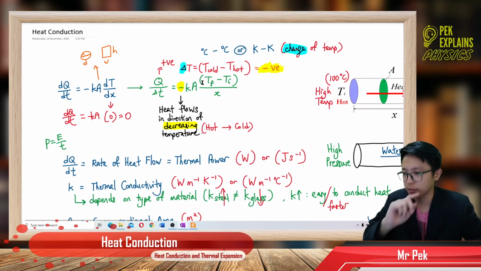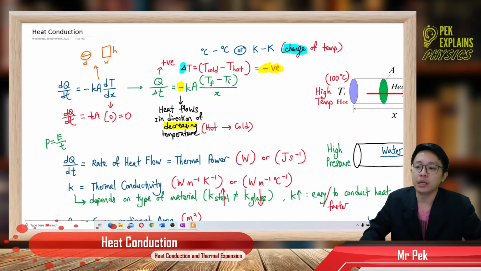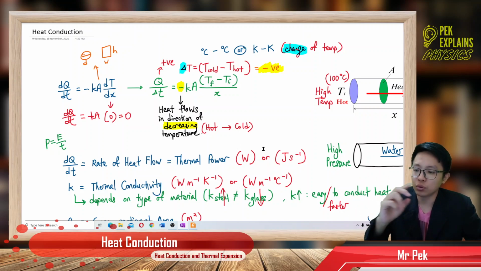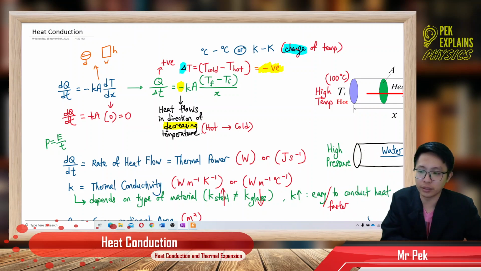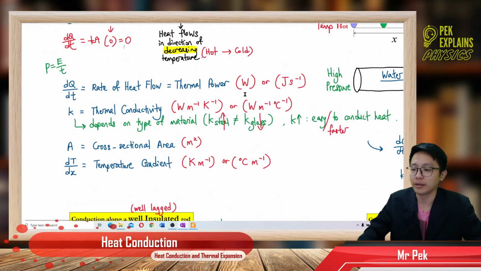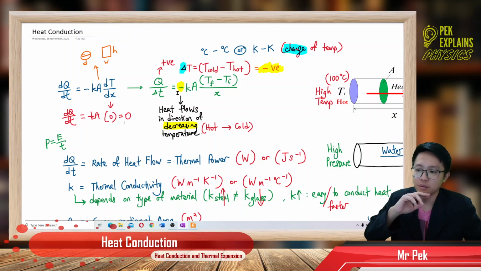So back to the equation, I want you to take note of the negative sign. Why does this equation have a negative sign? The negative means the heat only flows in the direction of decreasing temperature. What does it mean? Heat flows in the direction of decreasing temperature. That means heat flows from high temperature, decreasing until low temperature. Heat only flows from high temperature to low temperature, or hot to cold. Like this graph, you see? So this is what the negative means.